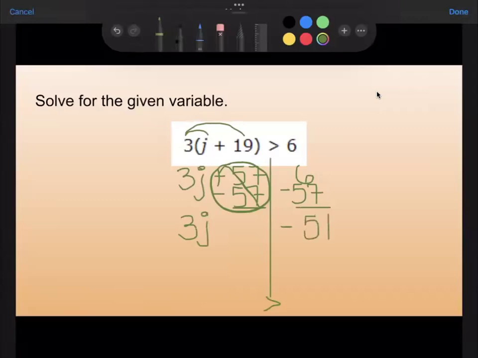So this is all we have so far. Now, the opposite of multiplying 3 times j would be to divide it by 3. So I'm going to divide both sides by 3, so that 3 gets away from the j. 3 divided by 3 is 1, and 1 times j is just j, so that's why these cancel out. Now we're left with j here. Now I have to do negative 51 divided by 3 off to the side. And when I do, I end up with negative 17. So that means the answer to this is that j is greater than negative 17.